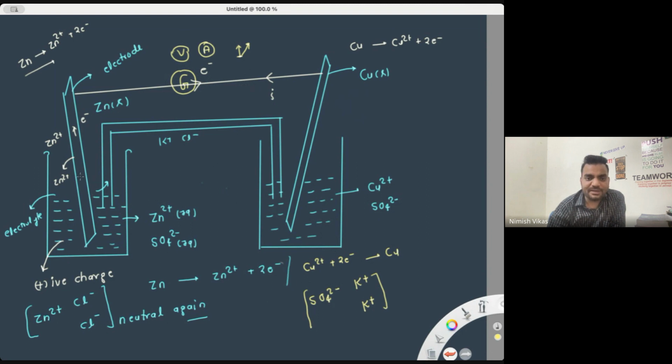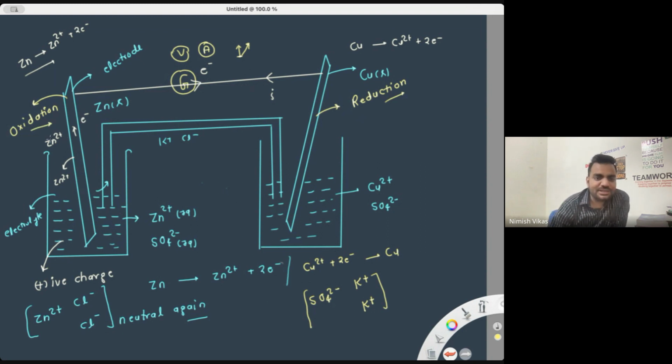Over here, what is happening? From one side, electrons are being lost, other side, electrons are being gained. So one side oxidation is happening, other side reduction is happening. So this zinc side, where we see the loss of electron, this is oxidation. And copper side, we are seeing a gain of electron. This is reduction. So left side is our oxidation half cell, right side is reduction half cell.